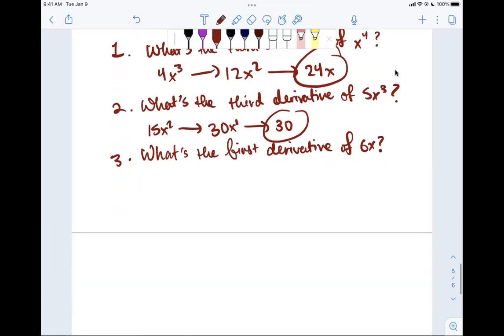And finally, what's the first derivative of 6x? So now we're just back to what we were doing before, taking the derivative 1 time. And this is just a constant times x, so the answer is just going to be 6.